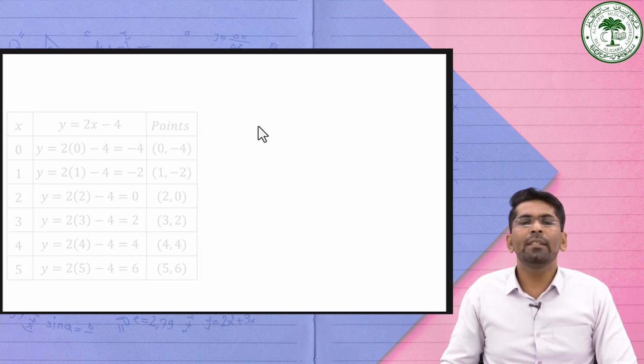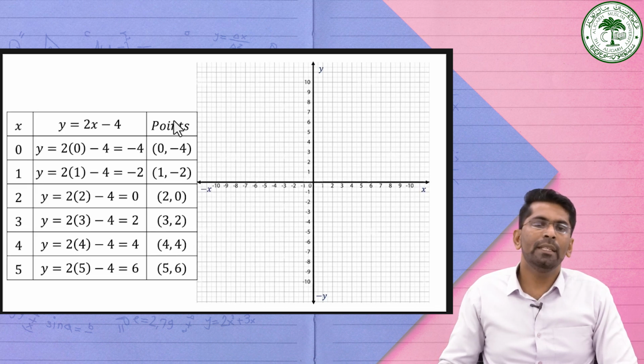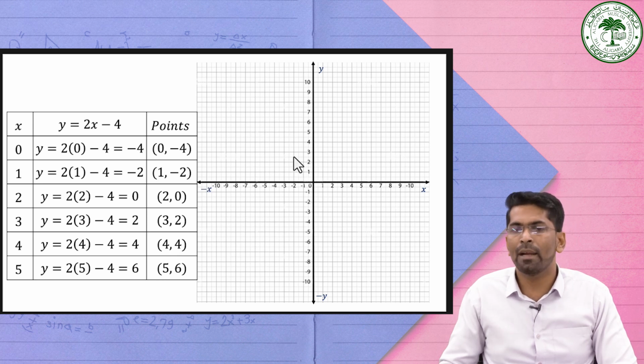Similarly, consider the second graph also. These are the various coordinate points. Now we are going to plot these points on the Cartesian space. So here, 0, minus 4 will be the point here, so I am marking here. When x is equal to 0, y is equal to minus 4.